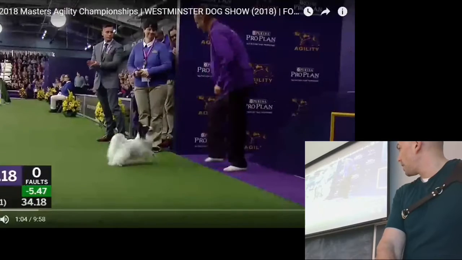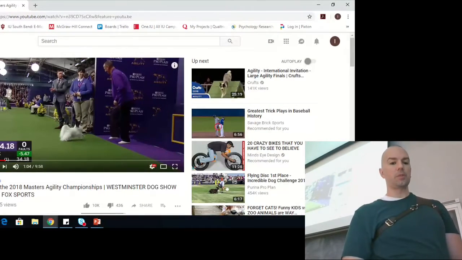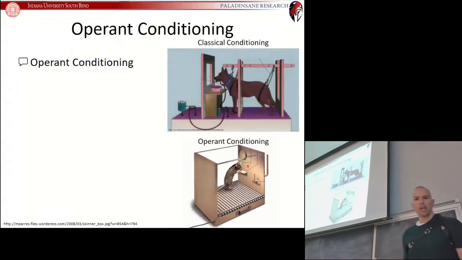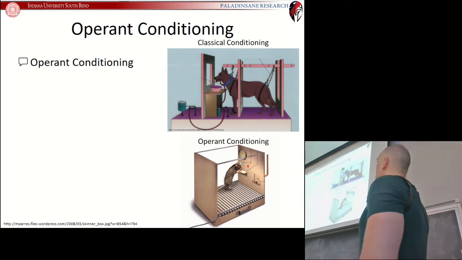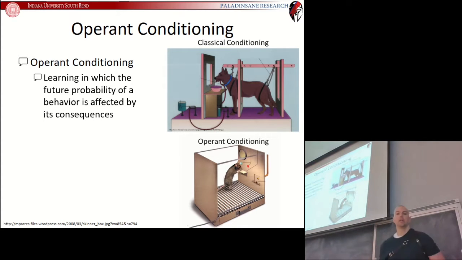Not bad. All right. So again, we're going to see how operant conditioning operates, what the procedures are. Basically, how do you create that learning condition for that particular behavior? The key difference between classical conditioning and operant conditioning is that operant conditioning is learning that occurs where the future probability of a behavior is affected by its consequences. And that's the key difference here.